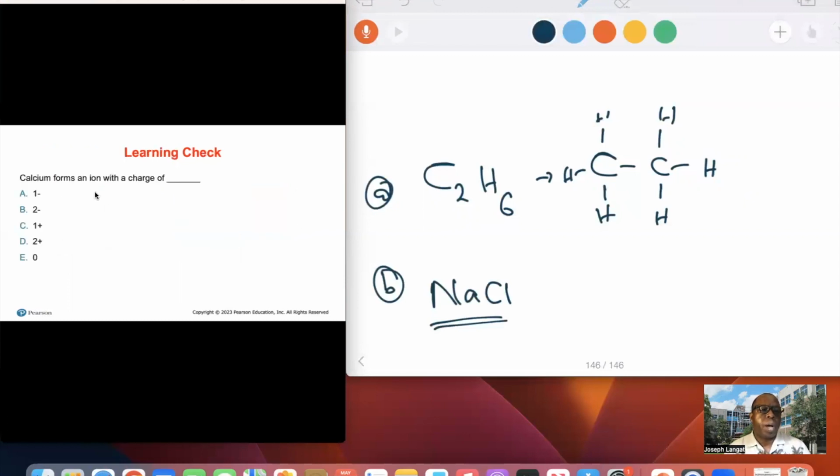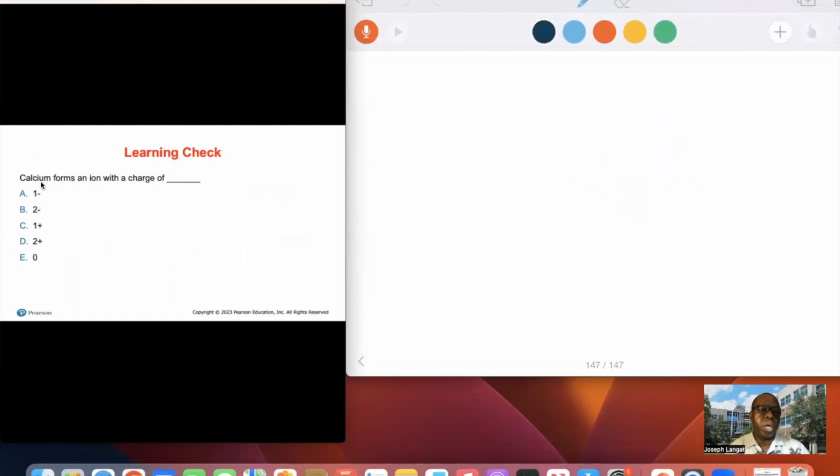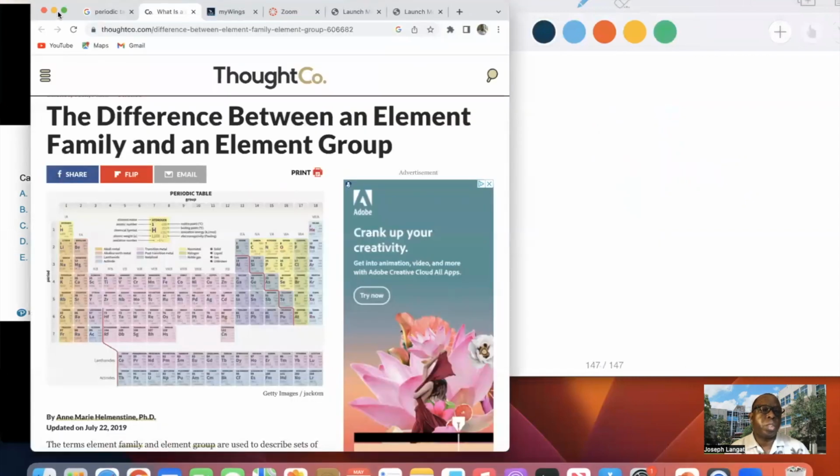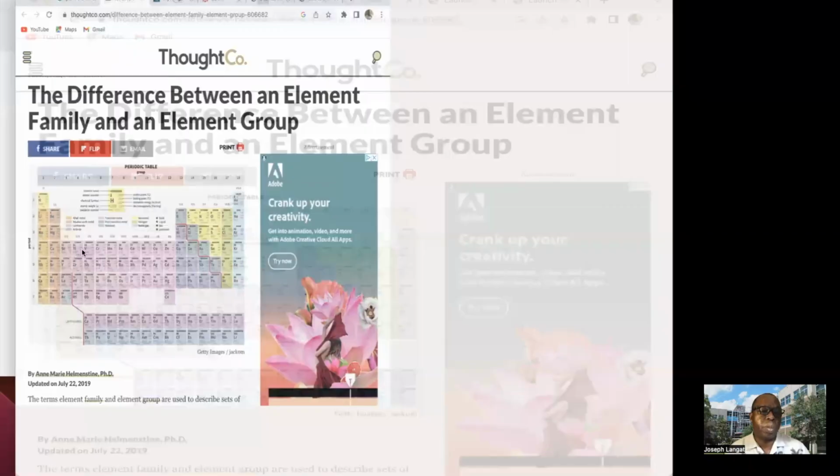Calcium forms an ion with an overall charge of what? Calcium is in group 2. You need to use the group number. Please do not memorize the ionic charges. All I need to know is which group calcium is in.